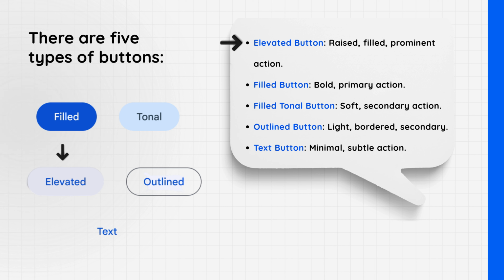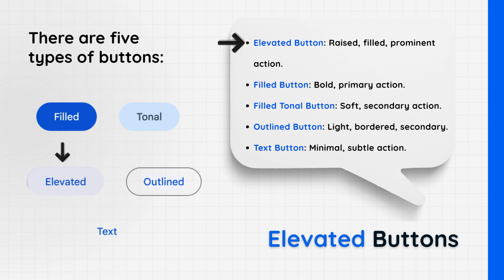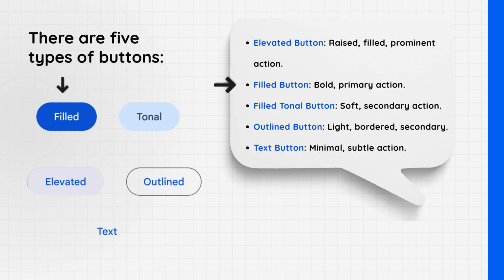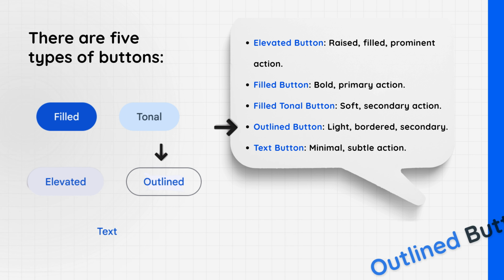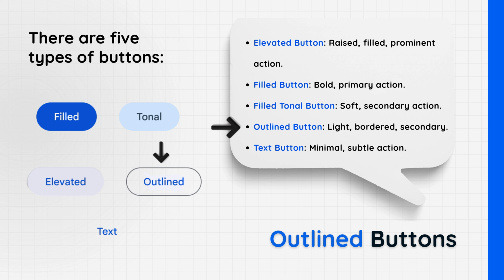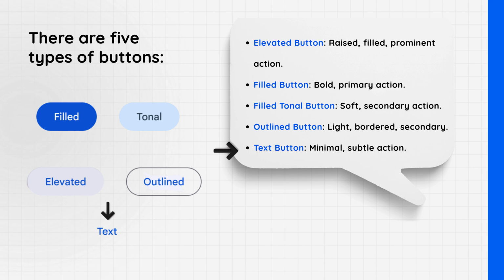First, we have the elevated button. It's raised, filled, and perfect for prominent actions that need attention. Next up is the filled button, bold and solid, designed for primary actions that stand out. Then we have the filled tonal button, soft and subtle, ideal for secondary actions that don't steal the spotlight. The outlined button comes with a light border design, perfect for those secondary actions with a touch of elegance. And last, the text button, minimal, clean, and perfect for subtle actions that don't distract from the main content.